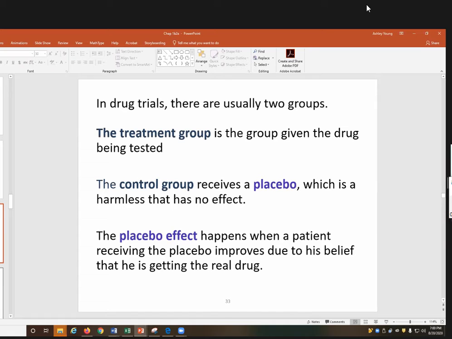So they get better, but the people with the real drug hopefully get better by a larger amount than the placebo group, and that's how they see what the drug does. Let me show you guys what I'm talking about.